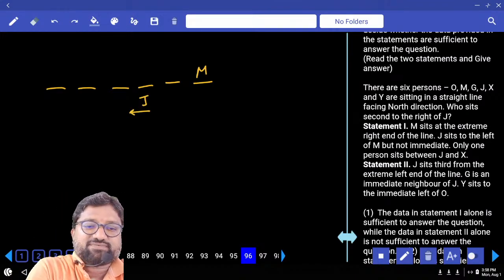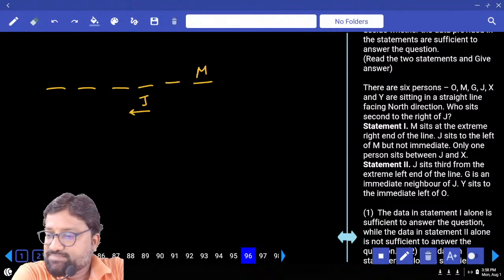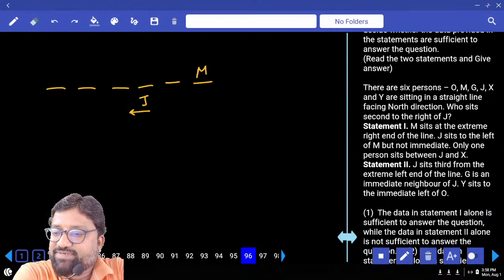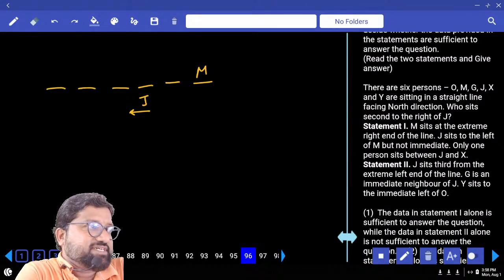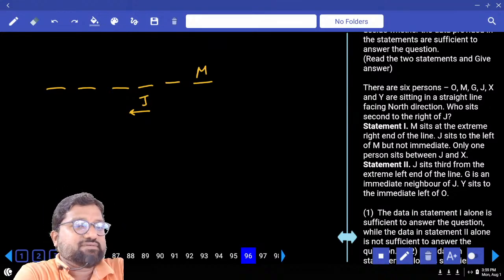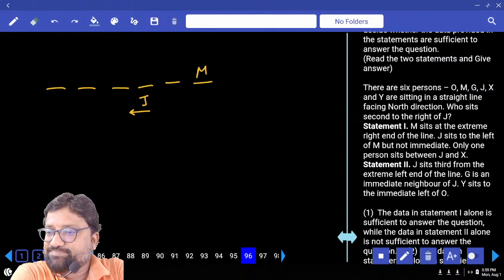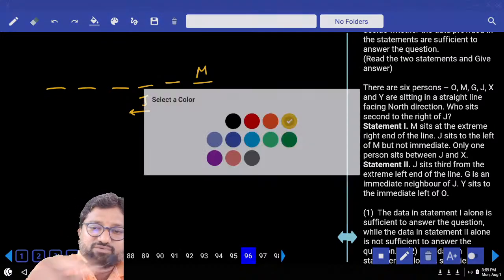J's position starts from this place, he can further travel towards his left. Next, only one person between J and X. Do we know where X actually is, or where J is? Can we fix it? No. Next. So from 1, am I getting the answer? I'll go for 2 separately.